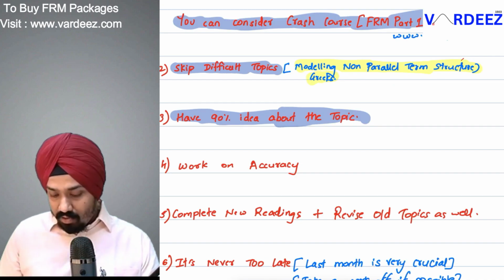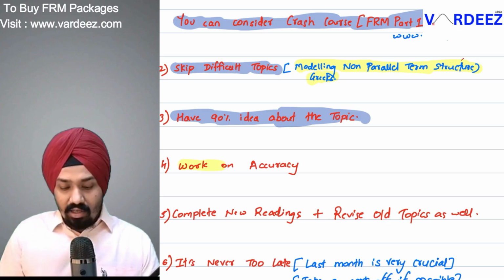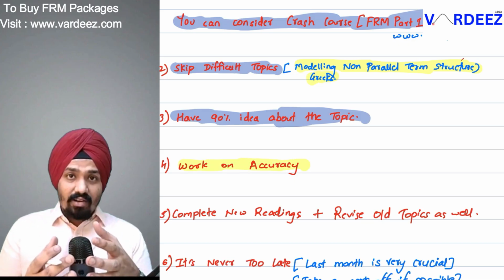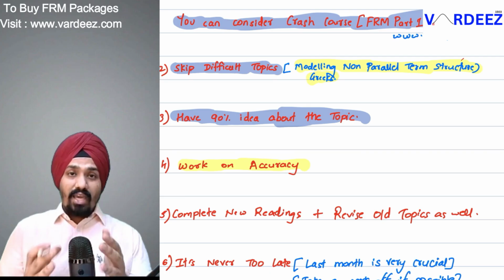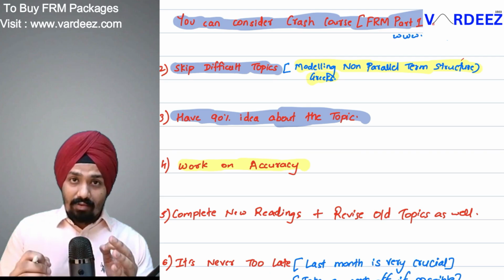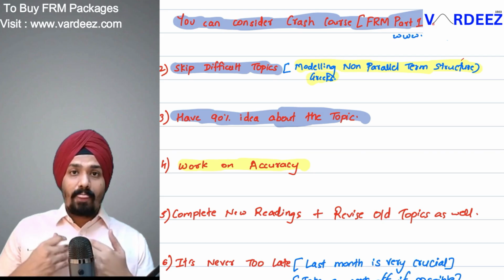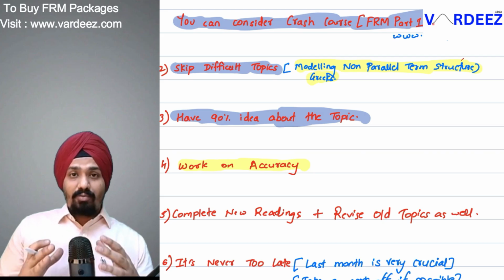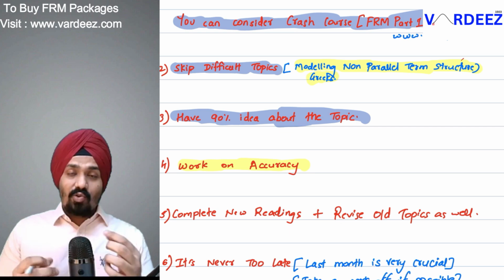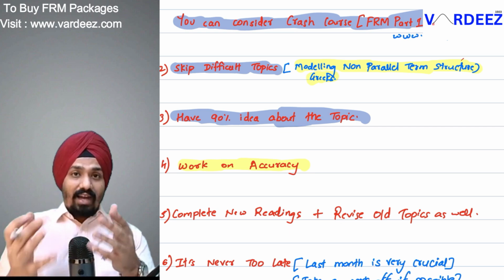Finally, whatever you do when you try to complete the syllabus, it's really important that you focus on accuracy. Remember, even if you are able to complete 80% of the curriculum, it's okay, but at least make sure that your accuracy is at a very high level, right? I'm reiterating again, GARP does not test whether you've completed the entire thing. It will test what you know. So if you're accurate on what you know, I think you'll make it.